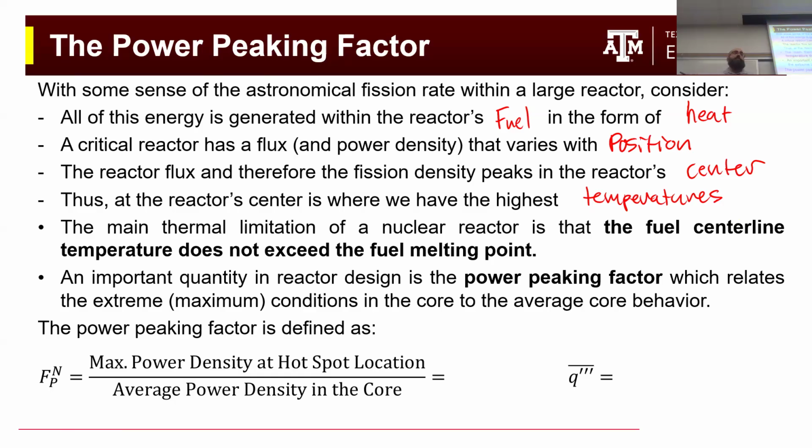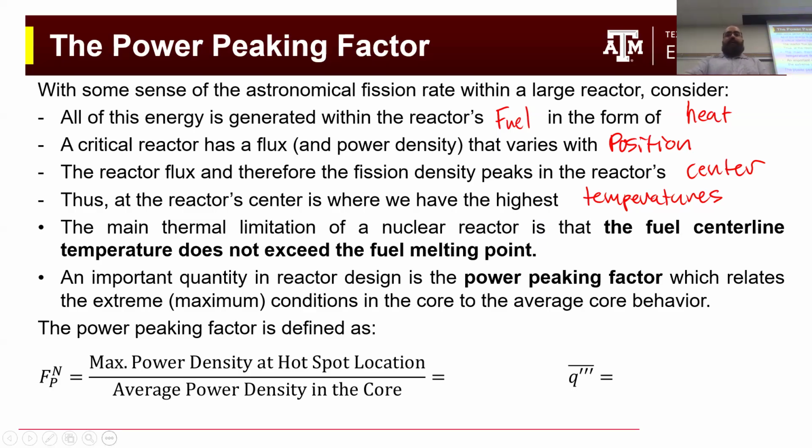And if that's where we have the highest temperature, that's where we have the highest chance of melting our fuel. So in terms of thermal limits of our reactor, it's the melting point of the fuel. If you ever exceed the melting point of your fuel, you're in big trouble. And this phenomenon, and the fact that there's a location in our reactor that's going to be hotter than the other parts of our reactor, leads us to the concept of the power peaking factor.